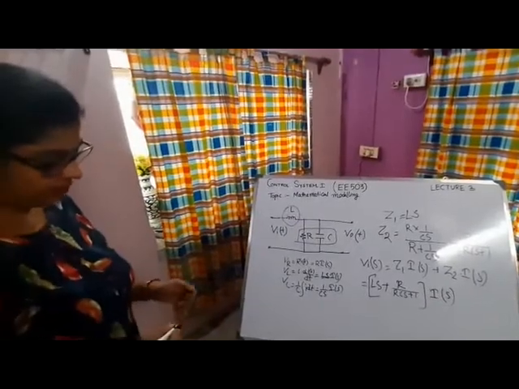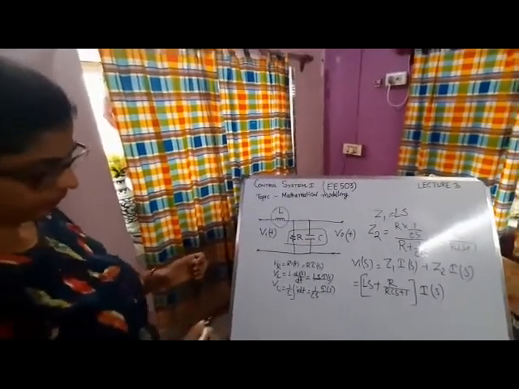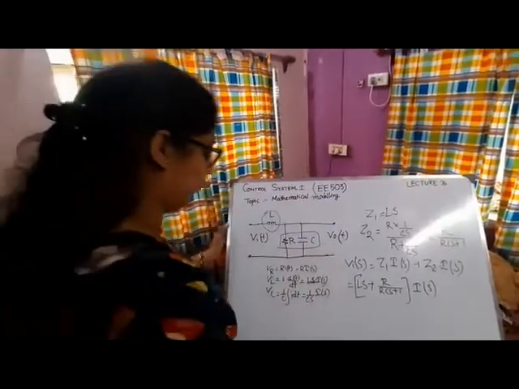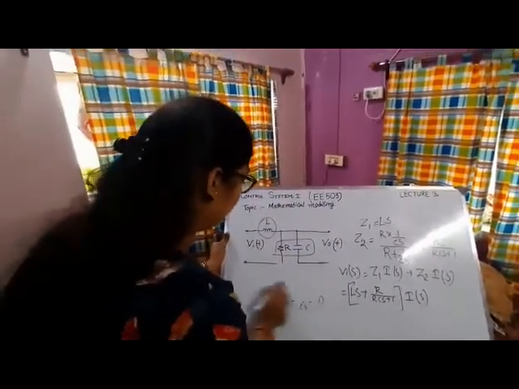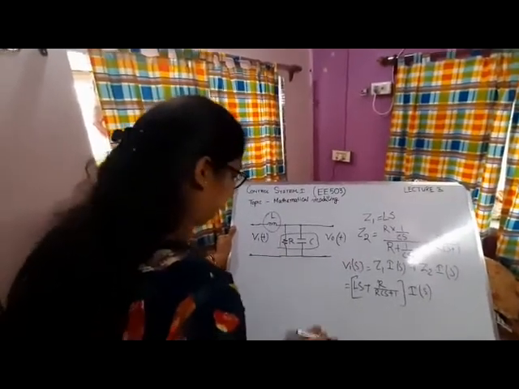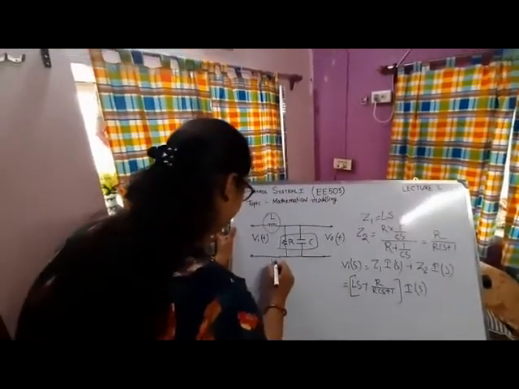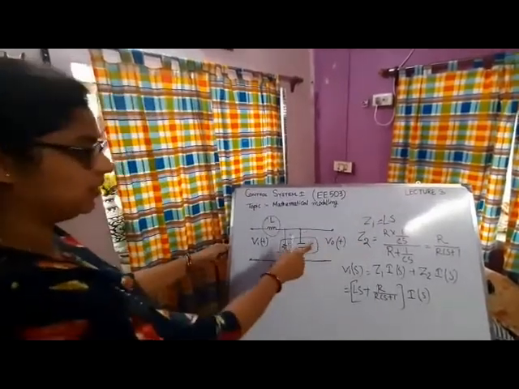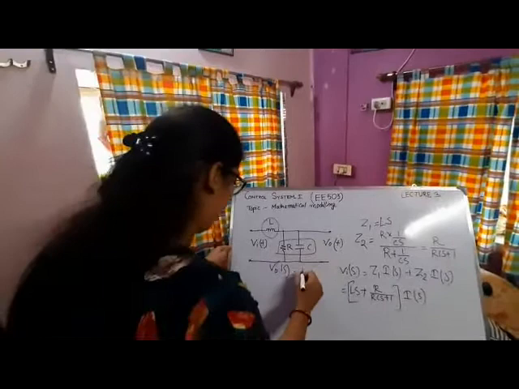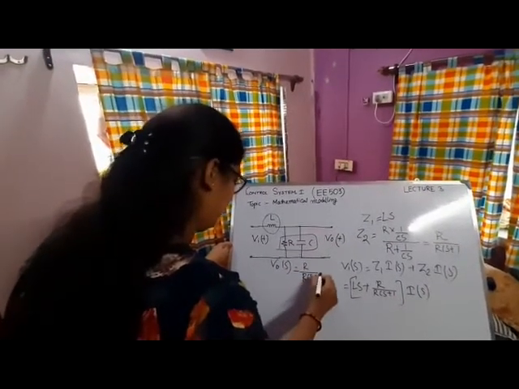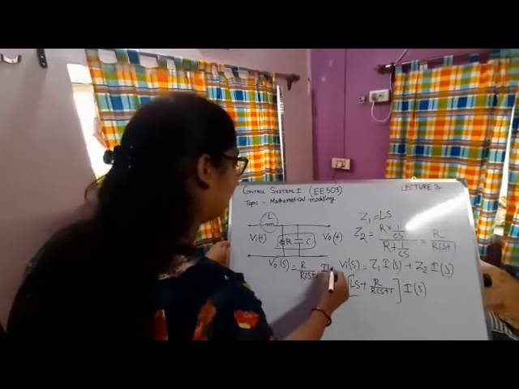Now next, what is V_0(s)? V_0 is across the combination of these two. So V_0(s) will be written as Z2 into I(s), so R by (RCs plus 1) into I(s).